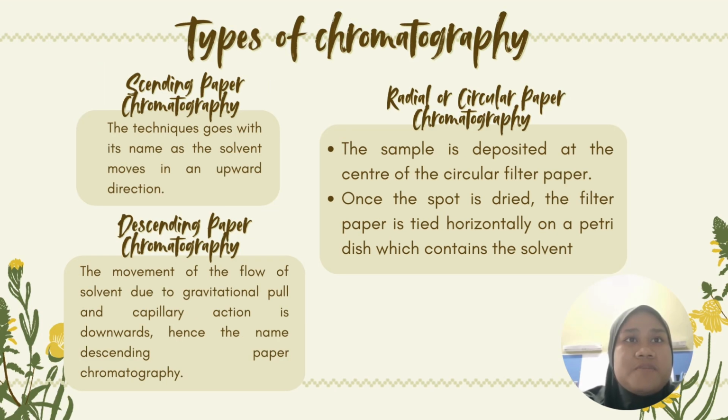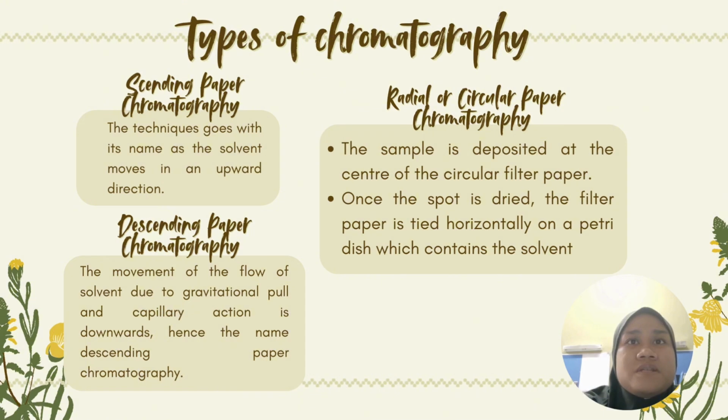There are 5 types of chromatography. The first one is ascending paper chromatography. The technique goes with its name, as the solvent moves in an upward direction. The second one is descending paper chromatography. The movement of the flow of solvent due to gravitational pull and capillary action is downwards, hence the name descending paper chromatography. The third one is radial or circular paper chromatography.